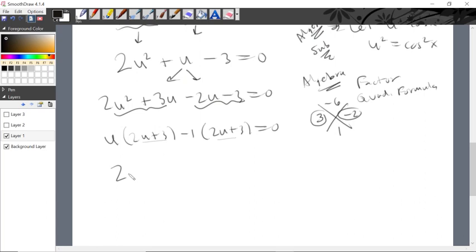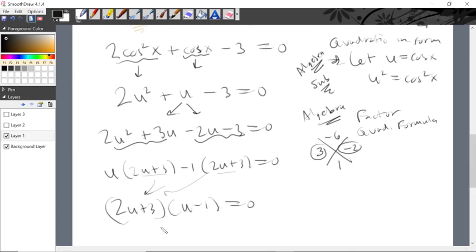So we can factor out 2u plus 3 from both groups. The 2u plus 3 gets factored out, and that leaves us with u minus 1. In other words, 2u plus 3 times u minus 1. You can check by FOIL that if you FOIL this out, you should get back to this quadratic right here.